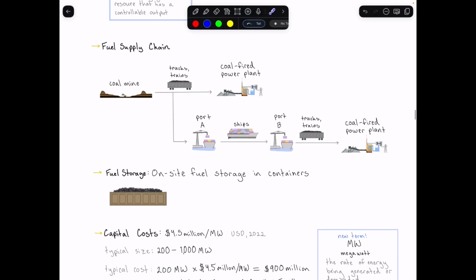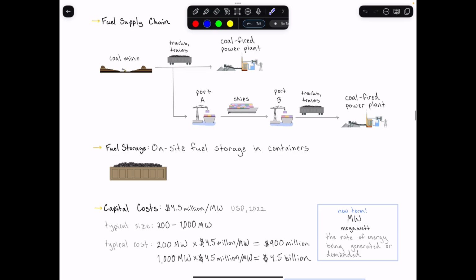Okay. The next thing that I wanted to go over is capital costs. Now, if you've never heard of the term capital cost, that's okay. Capital cost is just the term for the cost to build something. So how much does it cost to build out a coal-fired power plant? And even though this section is about the operational characteristics of a coal-fired power plant, it is important to understand how much it costs to build out a power plant, because these costs need to be recovered throughout the lifetime of the power plant.